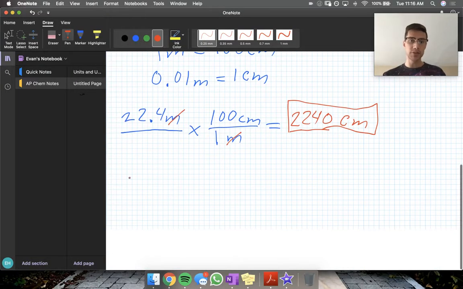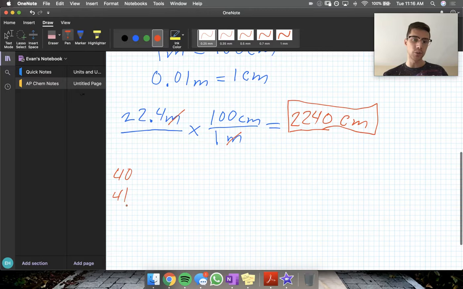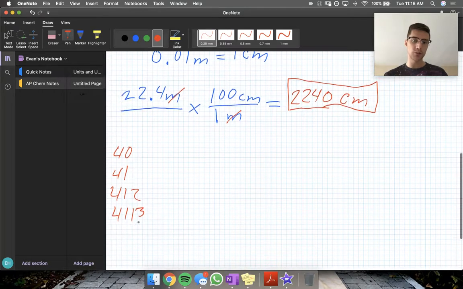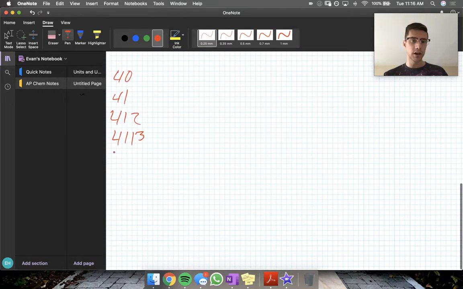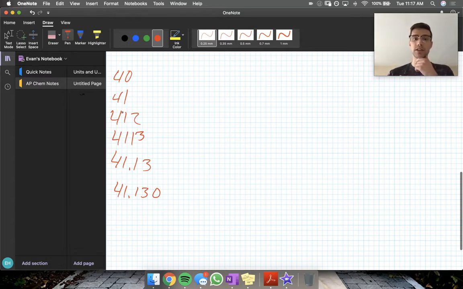When we talk about significant figures, it's basically looking at a number and determining whether all of the values in that number are significant. So here are a couple numbers: 40, 41, 412, 4013, 4113, 41.13, 41.130. These are a bunch of different numbers, and depending on what's in them, they have different amounts of significant figures.